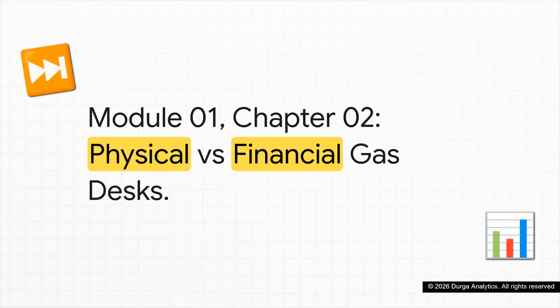So, with the brutal, real-world realities of desk accountability, the physical properties of gas, and market risk now crystal clear, we're ready to advance into Chapter 2, where we'll dismantle the structural differences between physical and financial gas desks.